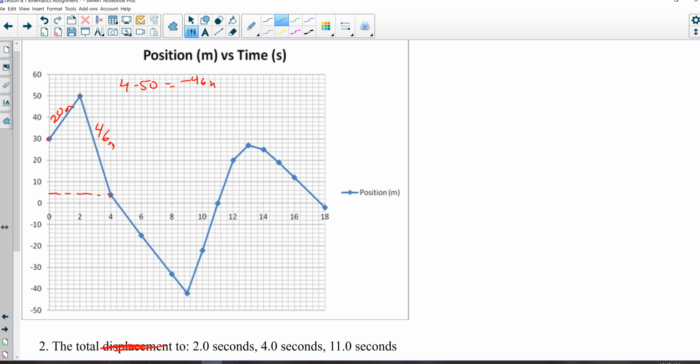So now my total distance to 4 seconds is 46 plus 20, 66 meters. All right, and then to 11 seconds, I've got to do this section here, which goes from 4 down to negative 42, it looks like. Okay, so from 4 to negative 42 is another 46 meters.